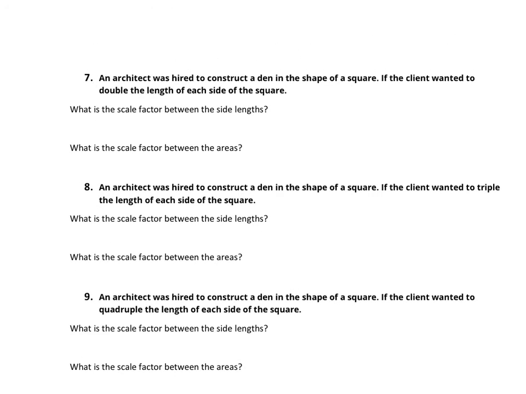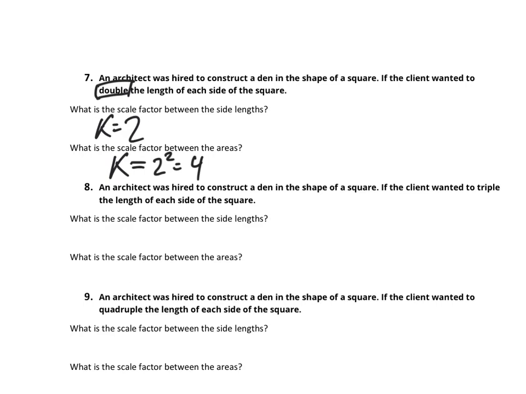For this backside, on number 7, it says an architect was hired to construct a den in the shape of a square. If the client wanted to double the length of each side of the square, what would the scale factor be between the side length, and what would the scale factor between the areas be? It says that we're going to double the length. So doubling the side length, my scale factor, or K if we want to call it that, is going to be 2. Well, K for the areas, we talked about it before, is going to be 2 squared. So our area scale factor would be 4.